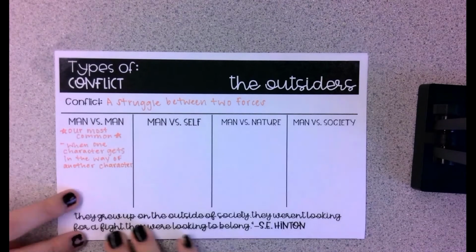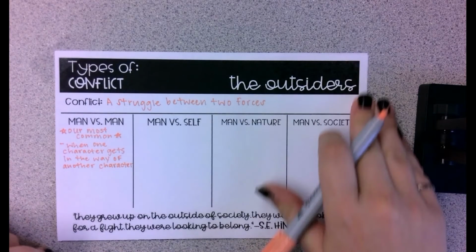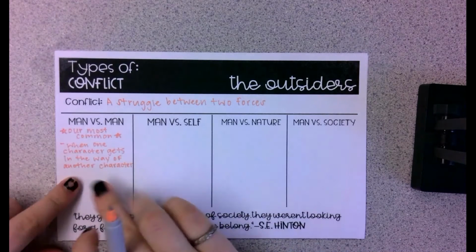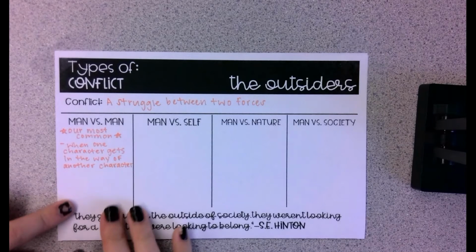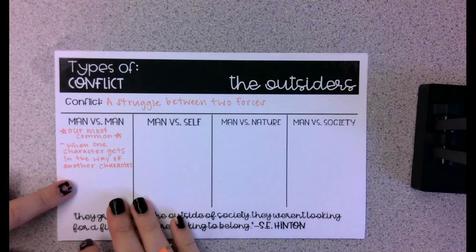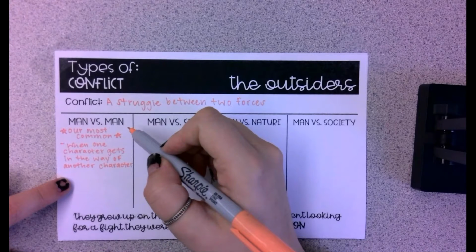So this is our fist fights. This is our pushing in the hallway, whatever it may be, or even if it's just verbal words exchanged between 2 different people, that still counts as man versus man conflict. For example, if you guys are Harry Potter fans out there, Voldemort and Harry would be a great example of a man versus man conflict. Not only do they have physical conflict with each other, but they also have verbal.